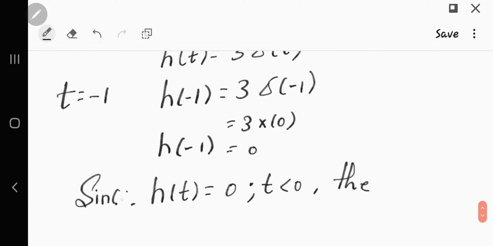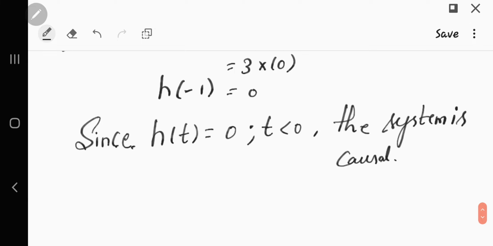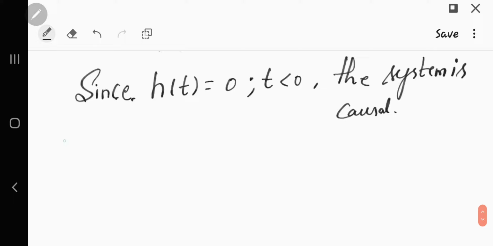Since h of t is 0 for t less than 0, the system is causal. Next, memoryless.